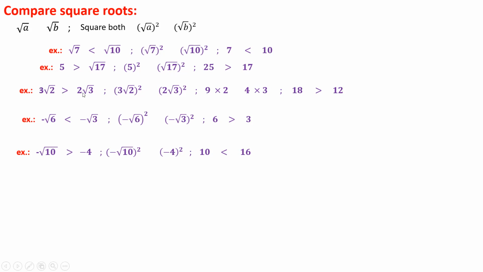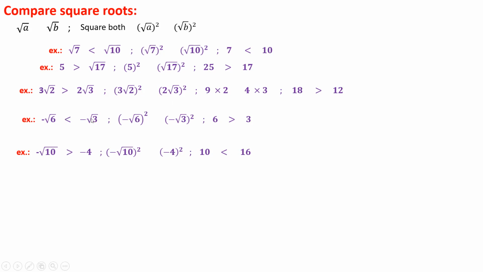3 radical 2 compared to 2 radical 3. I square both. 3 radical 2, all of it square. 2 radical 3, all of it square. Now the square here is for the 3 and the radical. It's for everything inside the radical. So 3 square is 9, radical 2 square is 2. 2 square is 4, radical 3 square is 3. 9 times 2 is 18, and 4 times 3 is 12. 18 is greater than 12, so 3 radical 2 is greater than 2 radical 3.